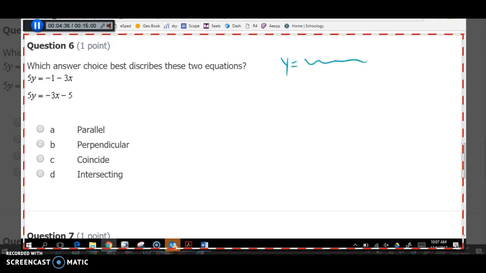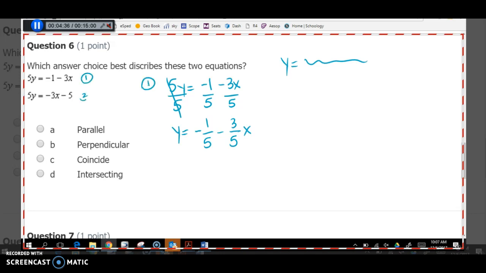Okay, so if we start with the first one, you've got 5y equals negative 1 minus 3x. You can't have that 5 as a coefficient in front of the y. You need to get rid of it. So to cancel it, you're multiplying, so we're going to divide by 5. You divide everything on one side as well as the other. So divide negative 1 and the minus 3x. This is canceled. So you have y equals negative 1/5 minus 3/5 x. That's for this first equation.